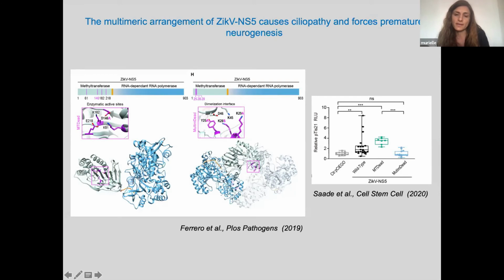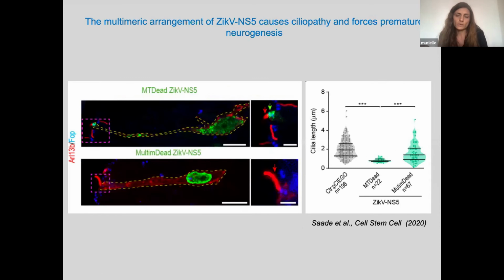And we found that when we mimic the oligomerization capacity, we are able to reconstitute a normal activity of the TIS21 reporter. When we look at the subcellular localization of these two mutants of Zika NS5, we can see that when we mimic the enzymatic activity of NS5, the protein is still able to go out from the nucleus and translocate to the base of the cilia and induce ciliopathy.